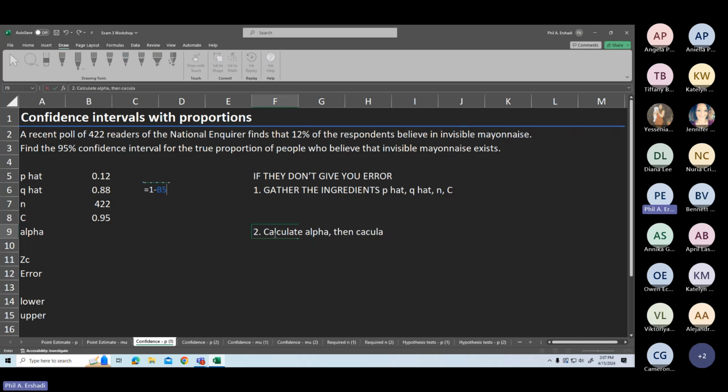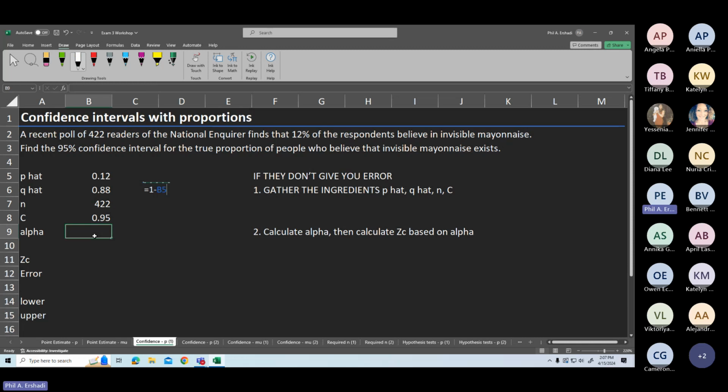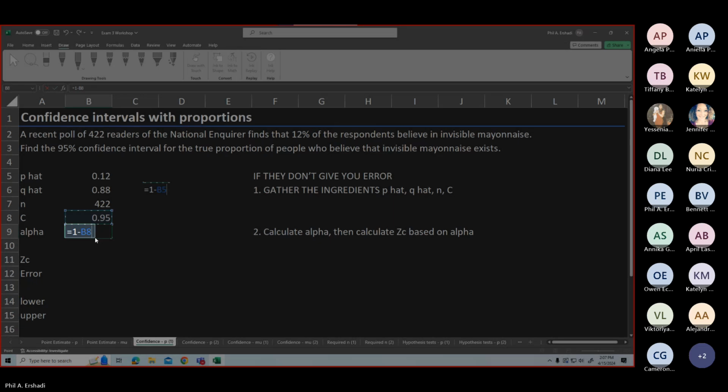Number 2, I'm going to calculate alpha and then calculate Z critical based on alpha. Confidence was 0.95. Some of you might already know what I'm about to ask you. If I know the confidence is 0.95, someone's already got it. You're absolutely right. You're going to say 1 minus that to get alpha. So we're going to go equals 1 minus the 0.95. That's going to give us alpha.